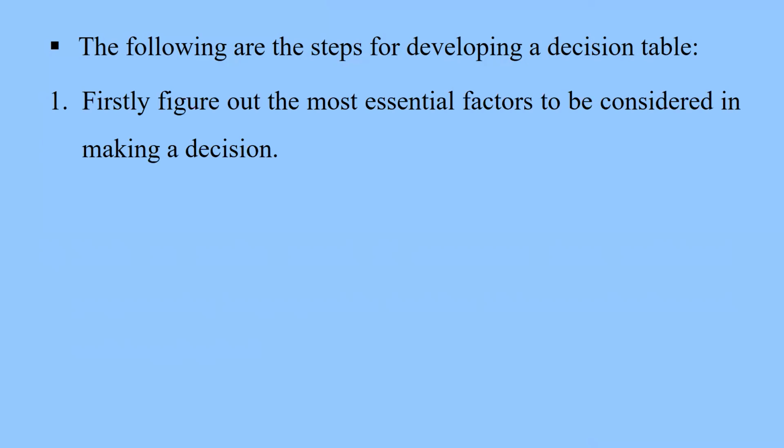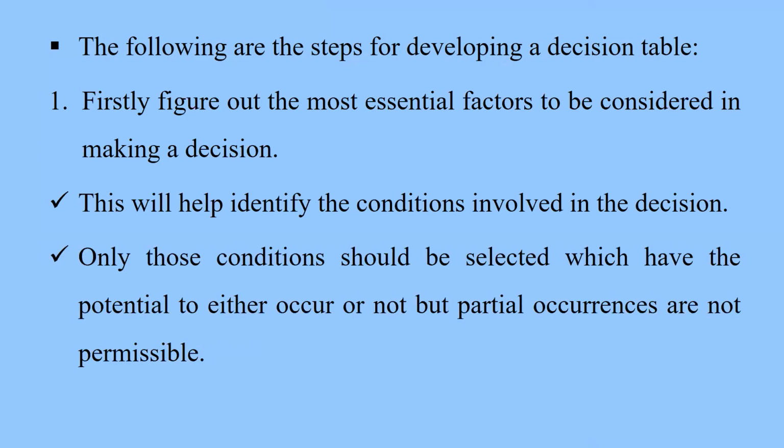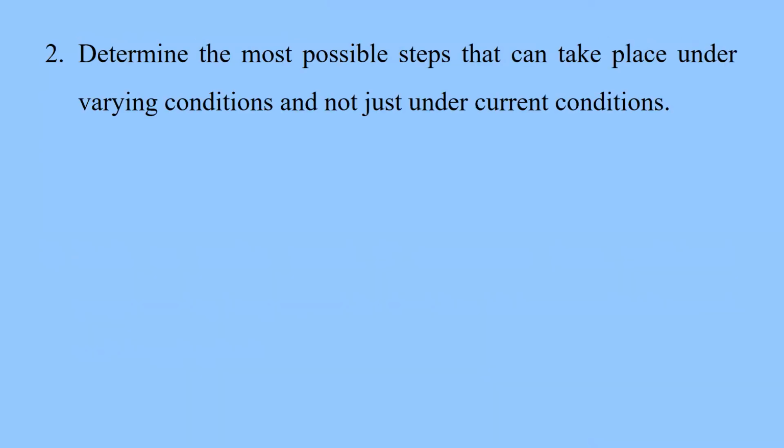The following are the steps that you need to follow to develop a decision table. Number 1, you should figure out the most essential factors to be considered in making a decision. This will help identify the conditions involved in the decision. Only those conditions should be selected which have the potential to either occur or not, but partial occurrences are not permissible. Number 2, determine the most possible steps that can take place under varying conditions and not just under current conditions. This step will identify the actions.